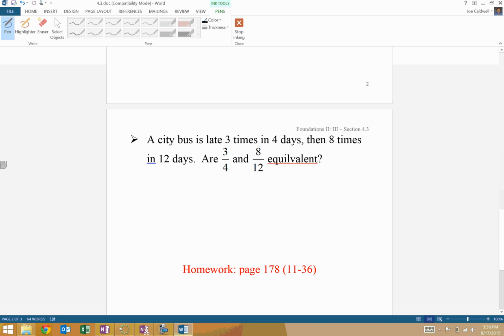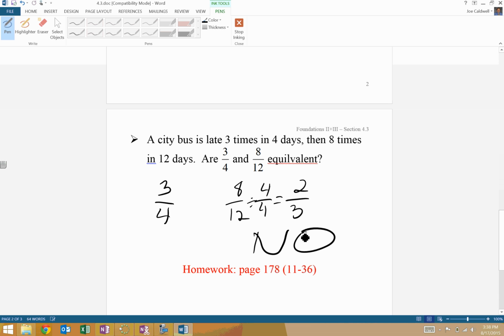Are 3/4 and 8/12 equivalent? Easiest way to do that, get them both in lowest terms. So a city bus is late 3 times in 4 days and 8 times in 12 days. Are 3/4 and 8/12 equivalent? 3/4 is already in lowest terms. 8/12, meaning I need to divide both by 4, and I'm going to get 2/3. So the big answer would be no, they are not. So that is reduced.